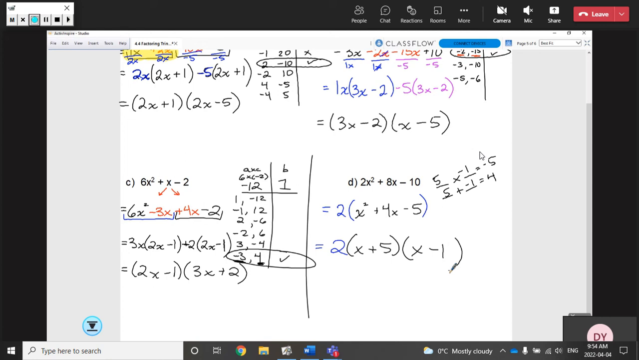Again, short factoring, yes, of course, because we love when the a value is 1. When the a value is 1, short factoring all day.